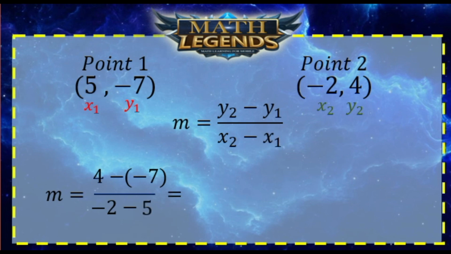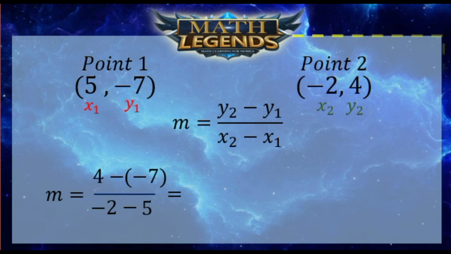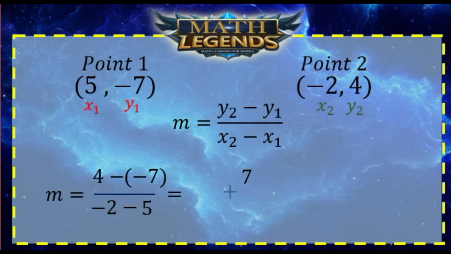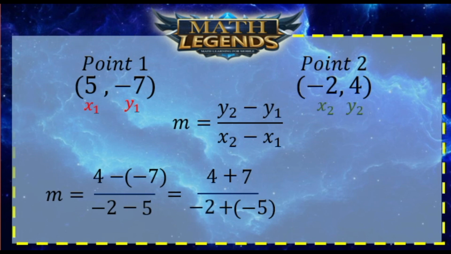So let us try to simplify. Here we're going to use the rule in subtracting integers, wherein the second number will change its sign. So negative 7 will become positive 7. Then we proceed to addition and copy the first number, which is 4. All over, we have 5 that will become negative 5, proceed to addition and copy the first number, which is negative 2. So we will have 4 plus 7, that is equivalent to 11, all over negative 2 plus negative 5, the answer is negative 7. So the slope of the line will become negative 11 over 7.